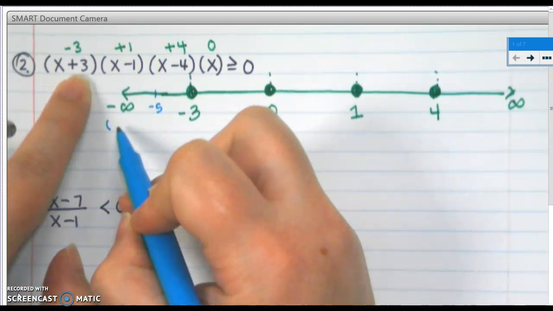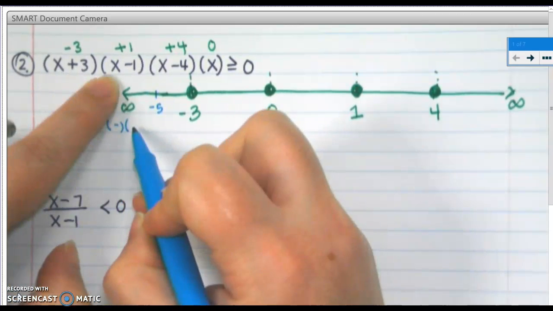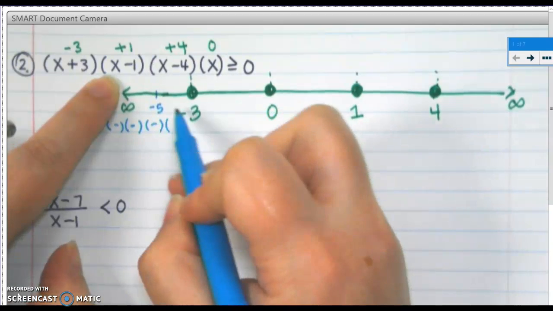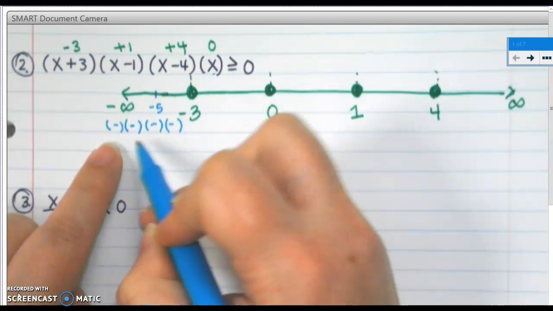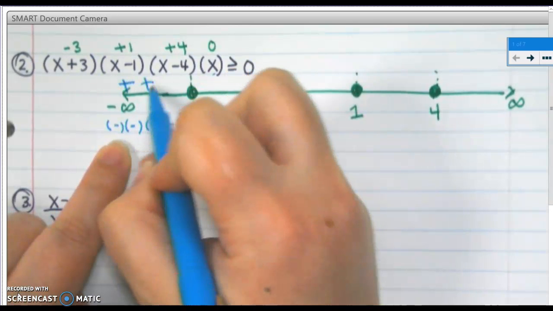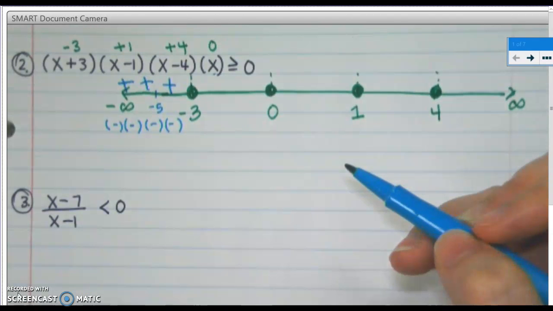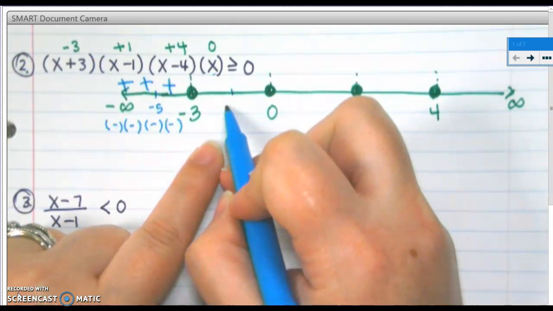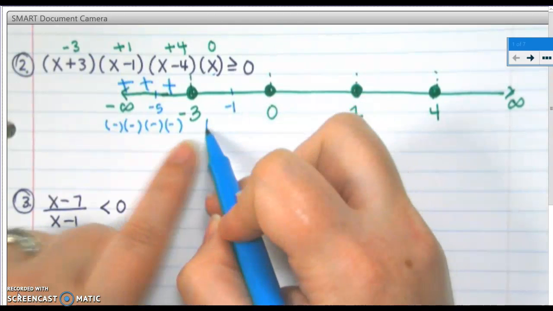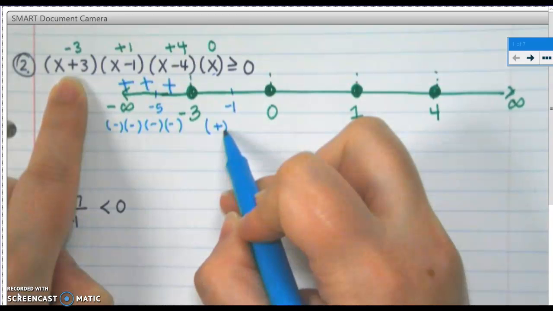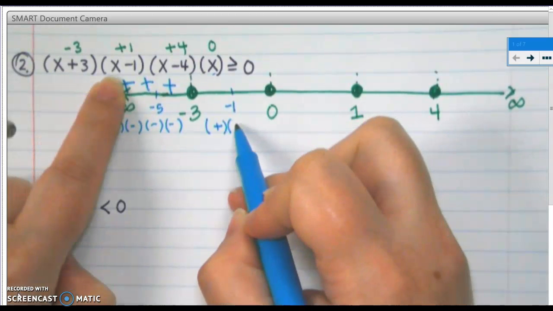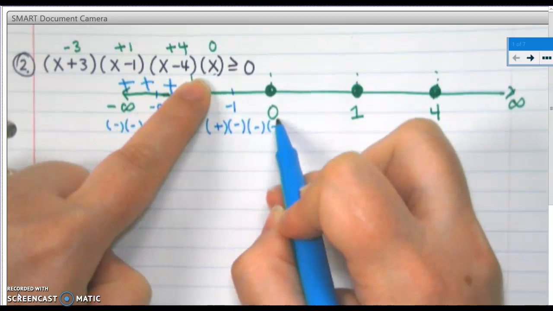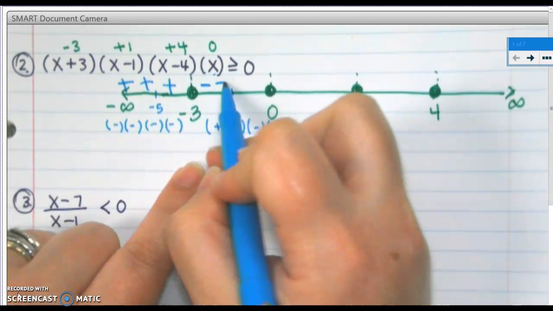So -5 plus 3 would be negative. -5 minus 1 would be negative. That would be negative. And -5 is negative. So if I multiply that all out, those would be positive. This just says -1. So -1 plus 3, -1 minus 1, -1 minus 4, and -1 itself. So that would be negative.